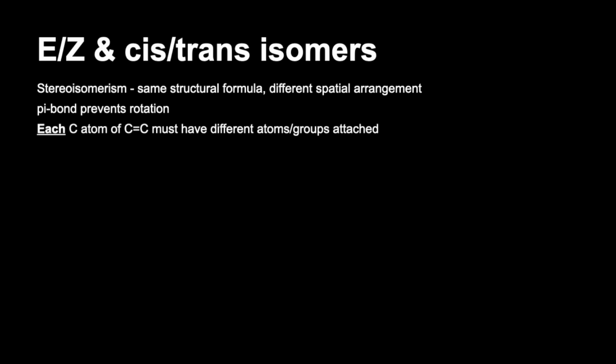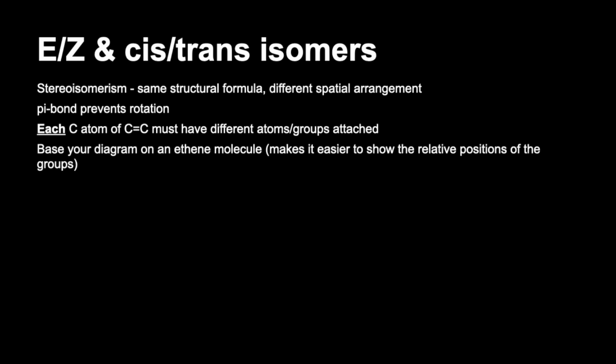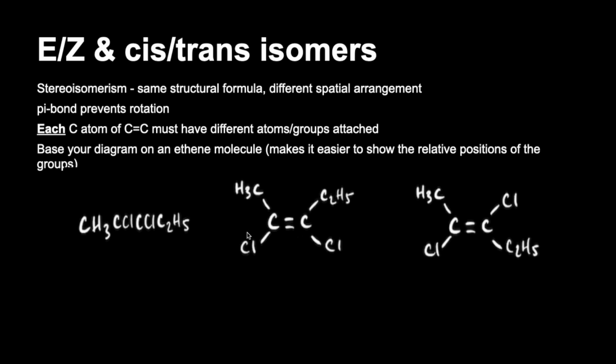To have these types of isomerism, each carbon of the C=C double bond must have different atoms or groups attached. I'll illustrate all this in a second. To make life easy for yourself, use a diagram and base it on an ethene molecule. It makes it much easier to show the relative positions of the groups across the double bond. So if you're given something like that structural formula there, that's not particularly friendly, turn it into something like these. It's the same molecule, but we're basing it on an ethene structure, so you can see clearly how the different groups or atoms relate to each other across the double bond.